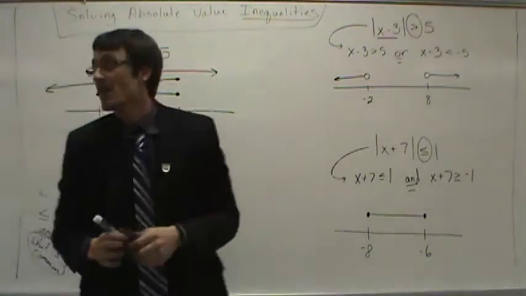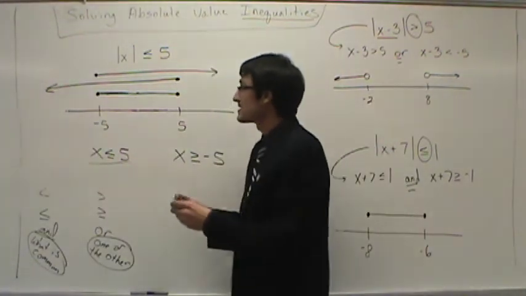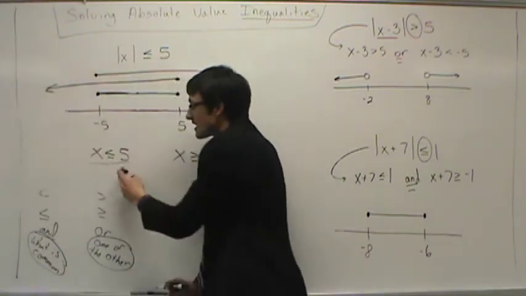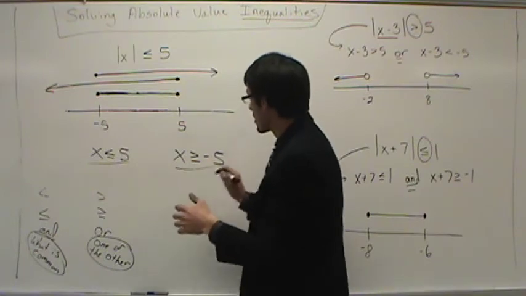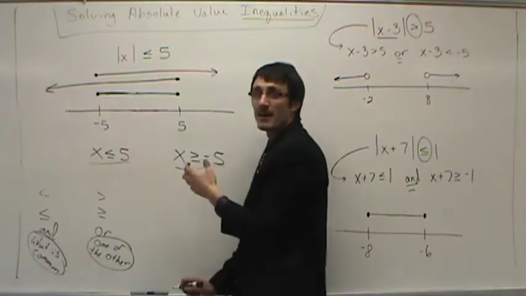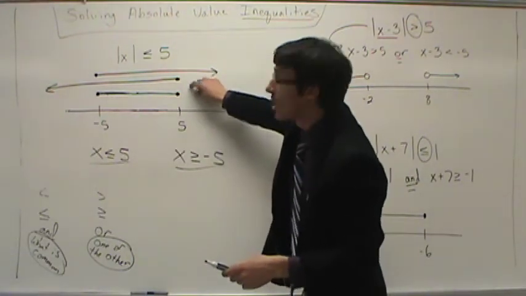Okay, so again, the first statement here represents the middle, the numbers that are less than or equal to 5. This statement here represents the top, okay, the numbers that are greater than negative 5. Do you agree that together these two are too much?